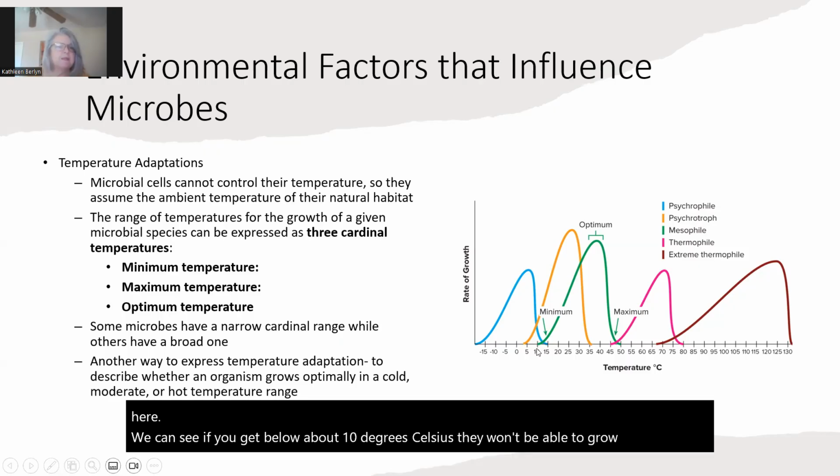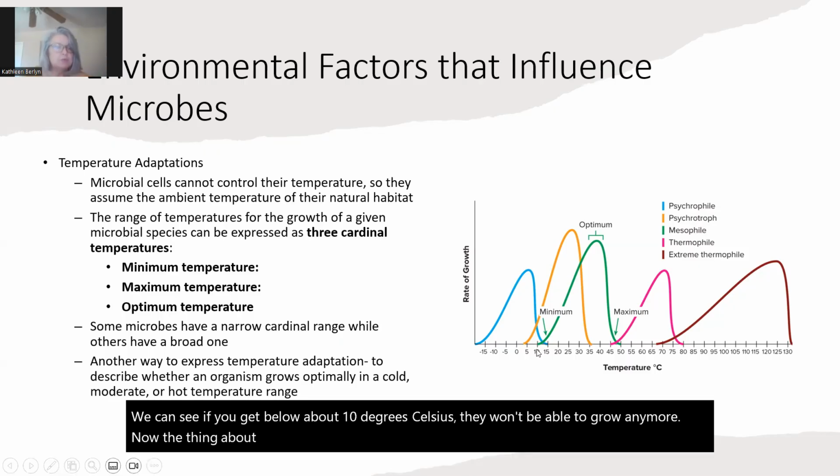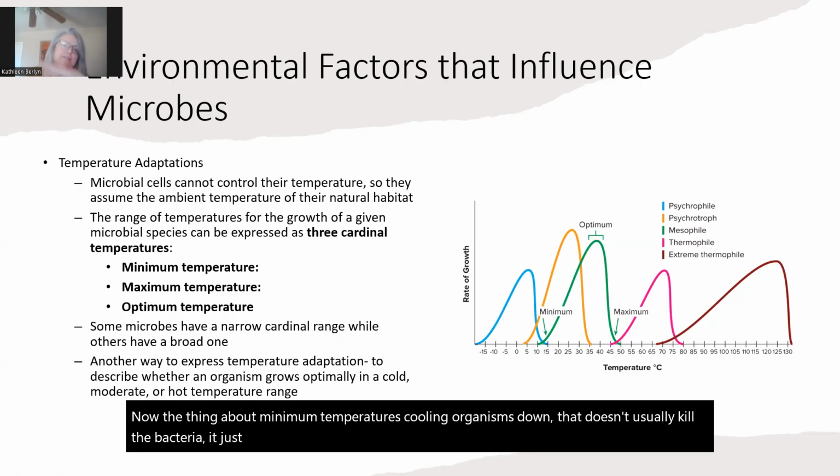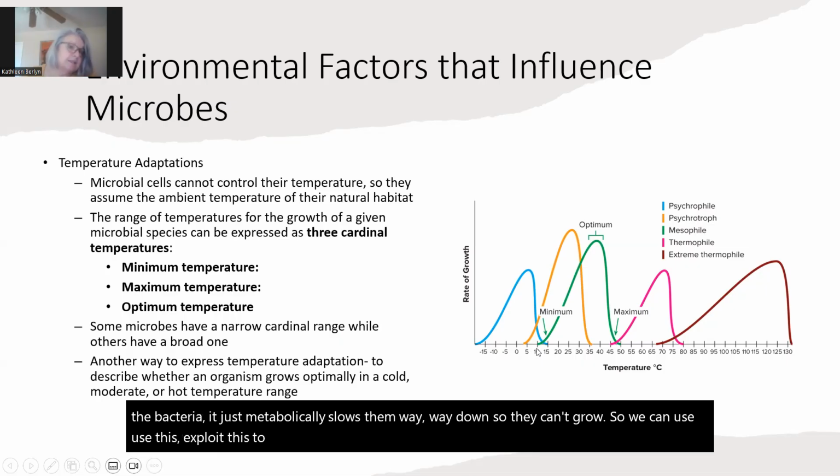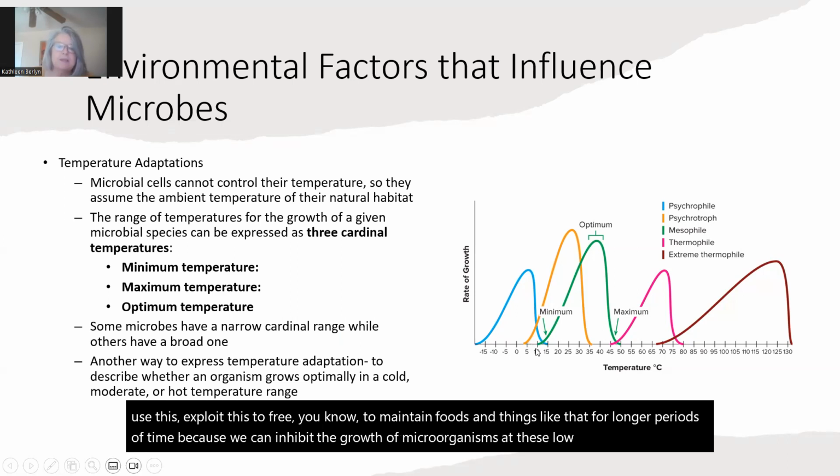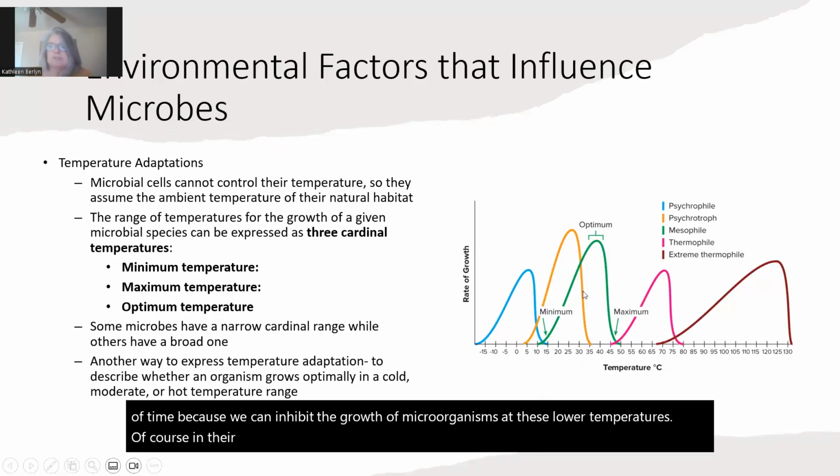grow anymore. Now, the thing about minimum temperatures cooling organisms down, that doesn't usually kill the bacteria, it just metabolically slows them way, way down so they can't grow. So we can exploit this to maintain foods and things like that for longer periods of time because we can inhibit the growth of microorganisms at these lower temperatures. Of course, in their optimum temperature, this is where they're going to be the most happy and best able to reproduce and be the most metabolically active.